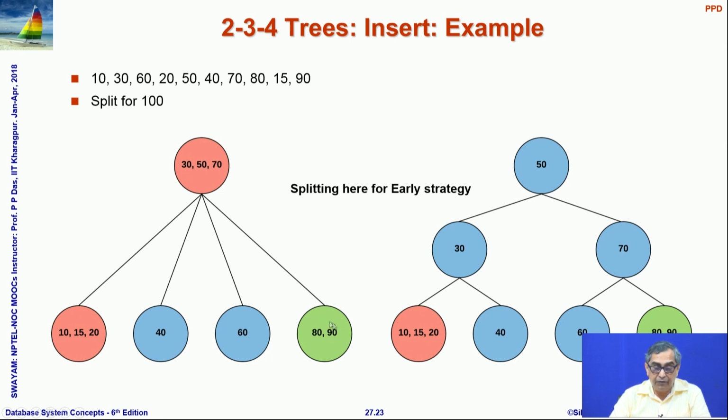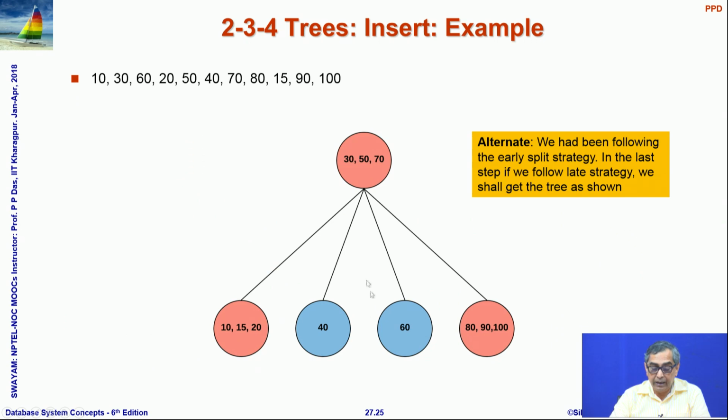You go down, you find that this is a 3 node where you can do the insert of 100. So, you will simply do the insert of 100. So, in the late strategy you will get to this configuration, and you can see the kind of difficulties that I was talking of. You have on this path, as well as on 80, 90, 100 to 30, 50, 70 root path, as well as 10, 15, 20 to 30, 50, 70 path.